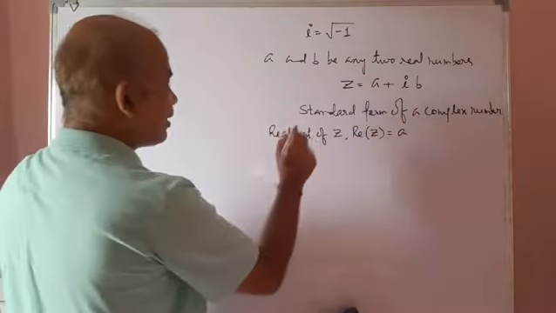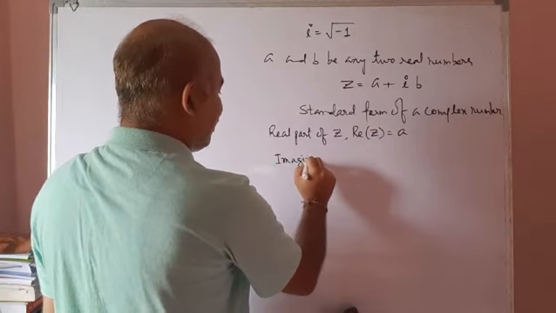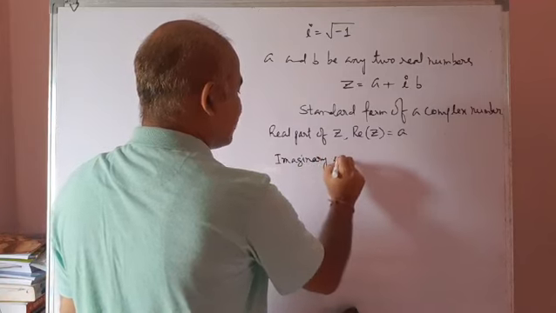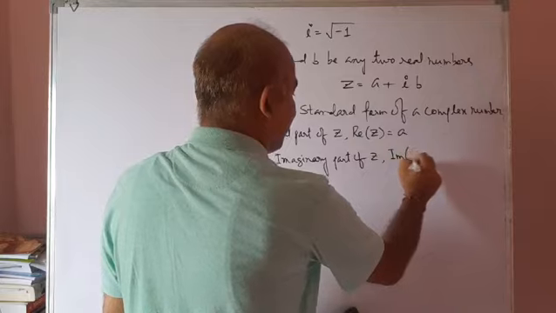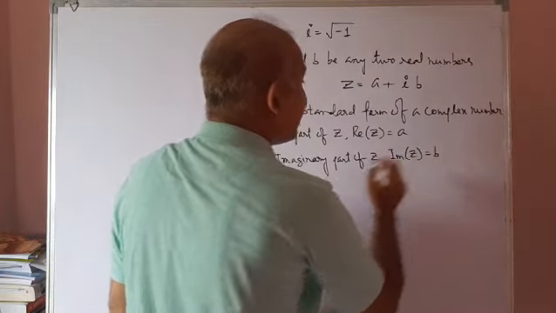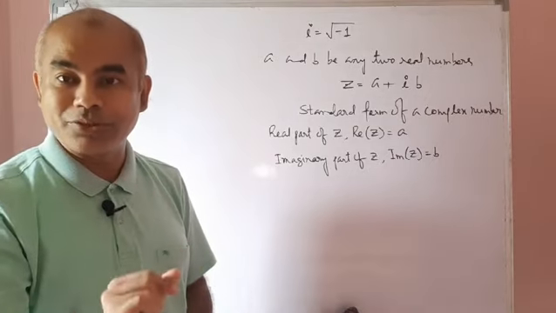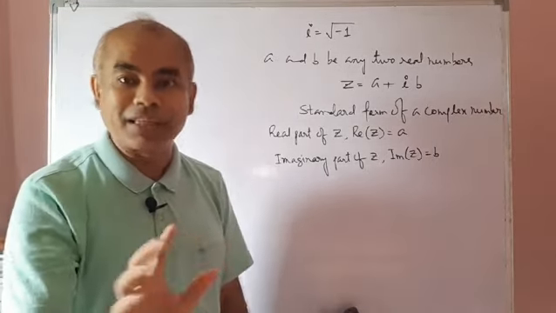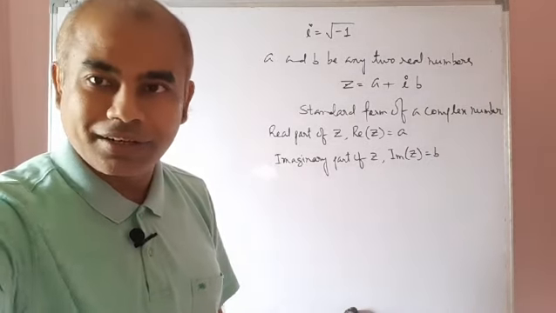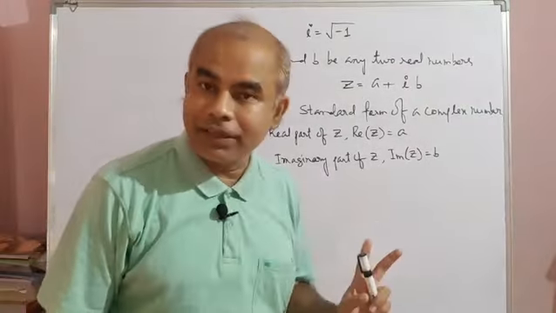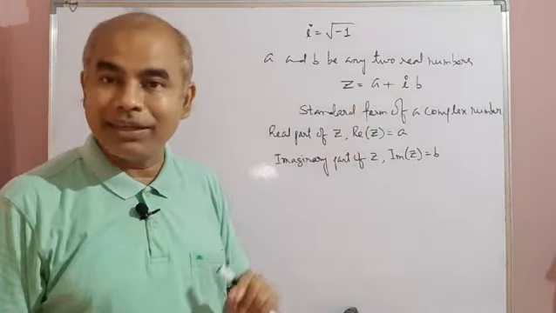And the second real number, the number which is multiplied by i, is called the imaginary part of z, denoted by Im z. It is the real number which is multiplied by i. So remember, it is not i into b, it is only the real number multiplied by i that is called the imaginary part. i is not included here. Okay, clear?